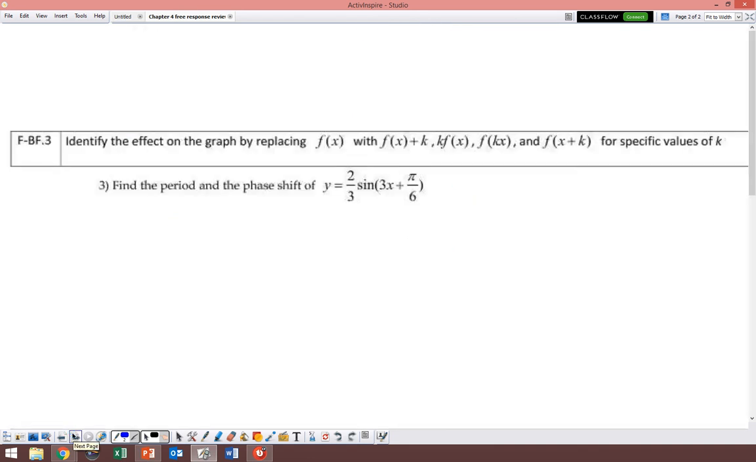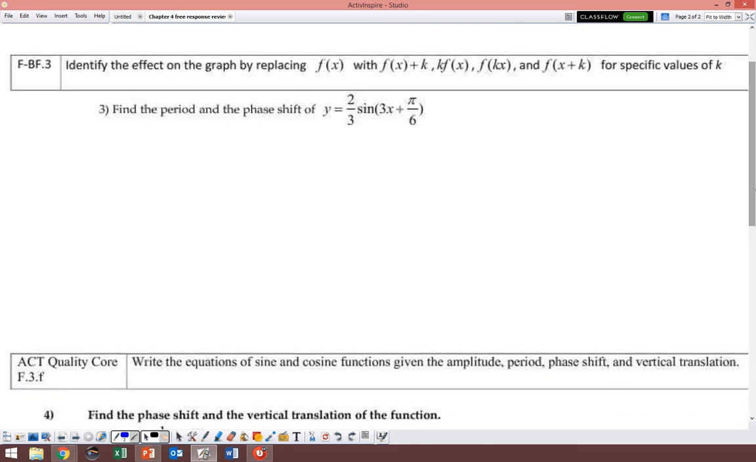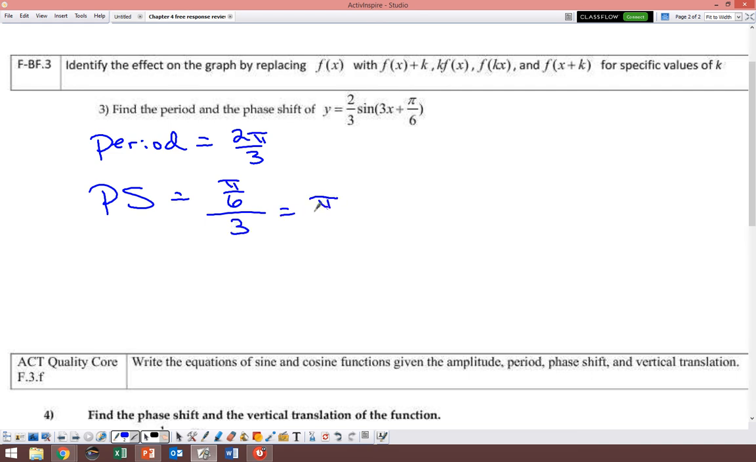Okay, so this one is actually going to be a whole lot more. It says find the period and phase shift. Okay, my period is going to be what? 2 pi over 3. Very good, that's it. Now to get the phase shift, it's going to be pi over 6 divided by my b value, right? So it's going to give me pi over 6 times 1 over 3, which is pi over 18.